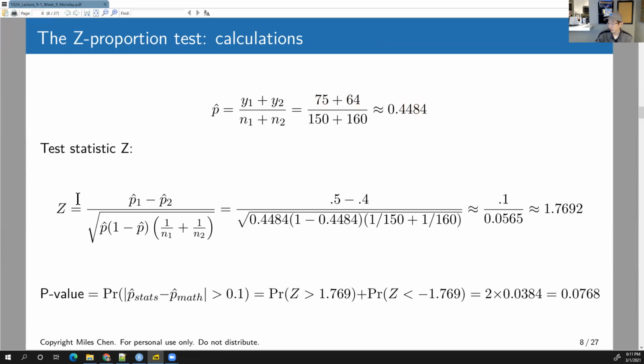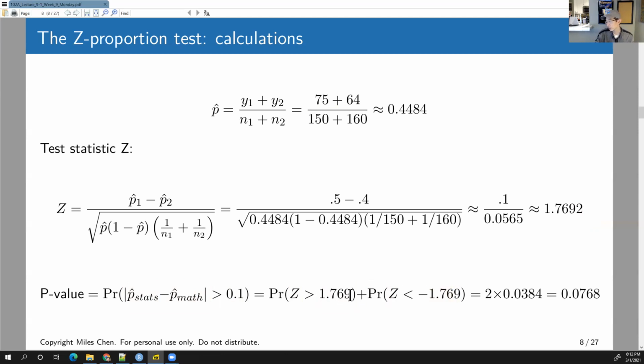Okay, and then we calculate our test statistic Z, which is going to be the difference between the proportions we observed. We observed a difference of 0.1, and then the standard error is given by this formula. And so we get a Z-score of 1.77, pretty much 1.769. And so this difference of being greater than 0.1 can be reduced to, what's the probability that Z is greater than positive 1.769, plus the probability that Z is less than negative 1.769.